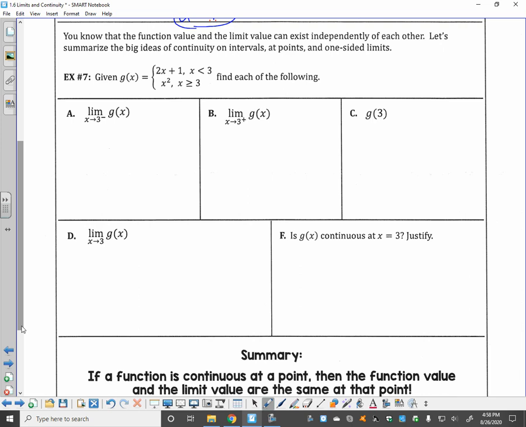All right, so the limit as x approaches 3 from the left. That would be this guy. So 7. The limit as x approaches 3 from the right. That would be this guy. 3, that's a 9. G of 3. That would have to be this guy because he is the equal to, so that's a 9.